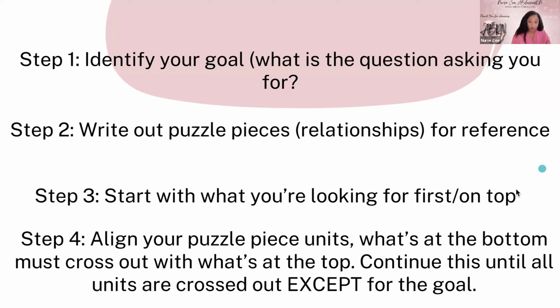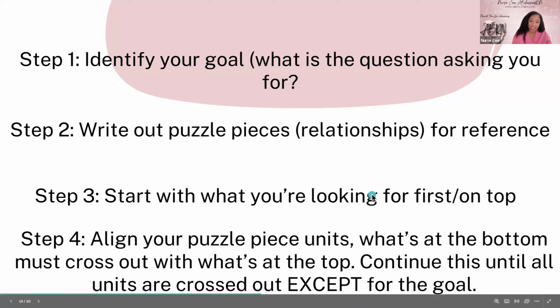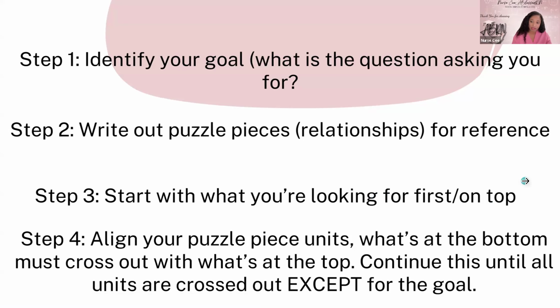And then step 3, start with what you're looking for. And that's going to be the first thing, and it's going to be on the top. So if we're looking for milliliters, we're going to start with milliliters. If we're looking for milligrams, we're going to start with milligrams. If we need milliliter per hour, I'm still going to start with my milliliter on the top until I work my way through and then get hour on the bottom. Step 4, I'm going to align my puzzle pieces. What's on the bottom has got to cross out with what's on the top, and you continue this until all of your units are crossed out except for the goal, okay?